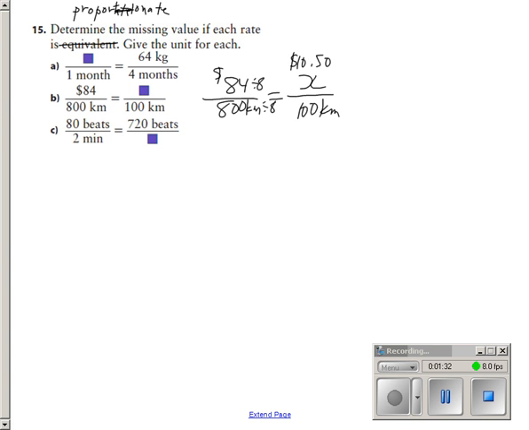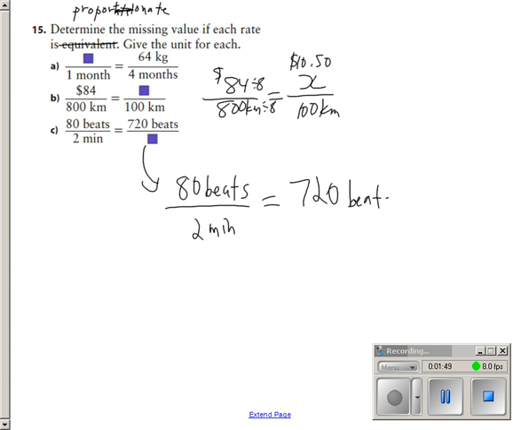Now, the next one I like a lot. This is a good one. So, 80 beats in 2 minutes. If this is a heartbeat, this guy is in phenomenal shape. I think mine is 80 beats in like 40 seconds. I'm not in very good shape. 720 beats in how long? I don't know. Well, I don't know what to multiply 80 by to get 720, but there's an easy way to figure it out.